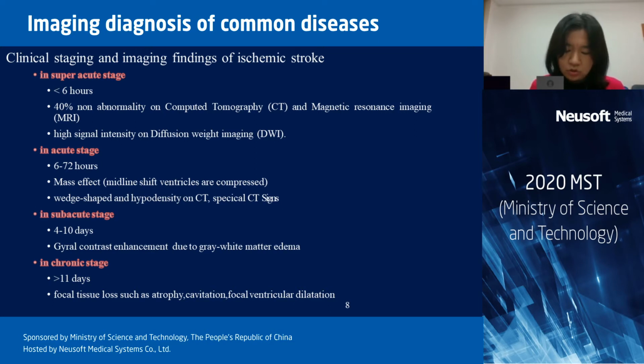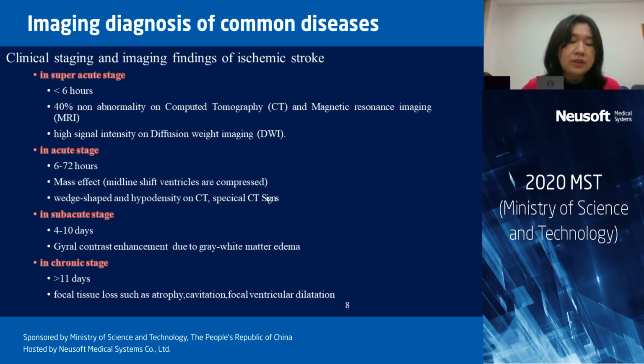Ischemic stroke usually has 4 stages. Today, in patients with acute ischemic stroke, standard protocol includes non-contrast CT scan, contrast CT scan, CT angiography, perfusion CT, magnetic resonance imaging (MRI for short), and diffusion-weighted imaging (DWI for short). If time is less than 6 hours, it is called the super-acute stage. 40% of CT and MRI have normal imaging. However, DWI shows high signal intensity lesions.